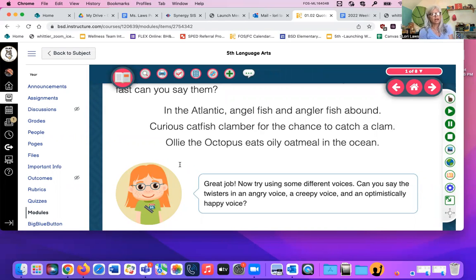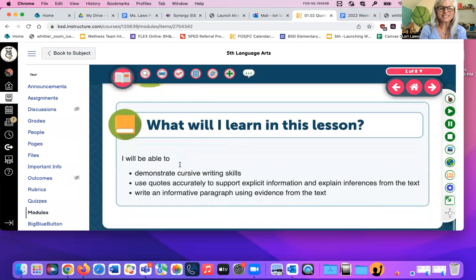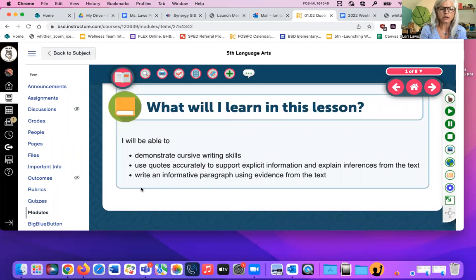Ooh, I think I'll try a creepy voice. Ollie the octopus eats oily oatmeal in the ocean. Now I'll try an optimistically happy voice. In the Atlantic, angelfish and anglerfish abound. Now it's your turn. What can I learn in this lesson? So here's just kind of telling you what your goals are.